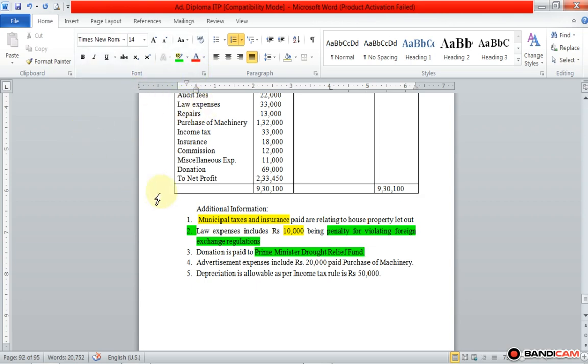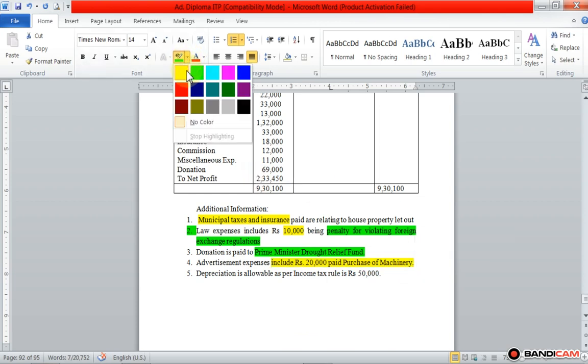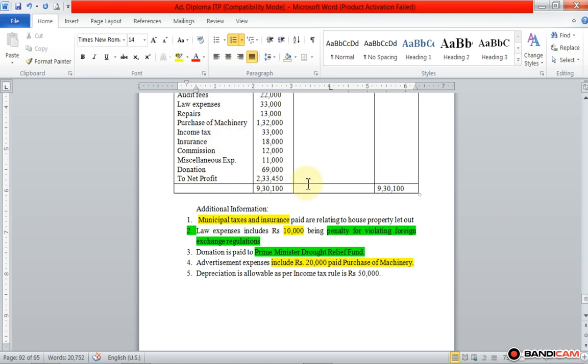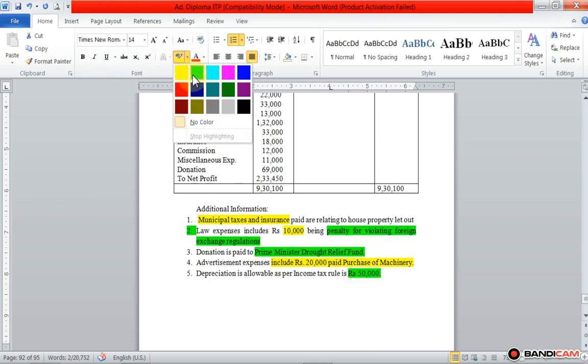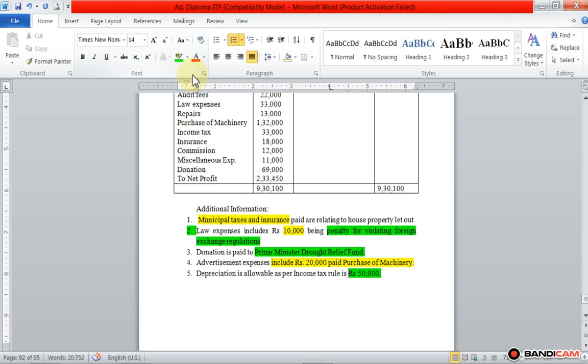So advertisement expenses include rupees 20,000 paid for purchase of machinery. It is an expenditure incurred at the time of purchase of machinery, and it is included in advertisement. Capital expenditure is not considered an expense of the business, so capital expenditure is a disallowed expense. Then depreciation is allowable as per income tax rule amounting to rupees 50,000, so depreciation is allowed to a company as per income tax rule.